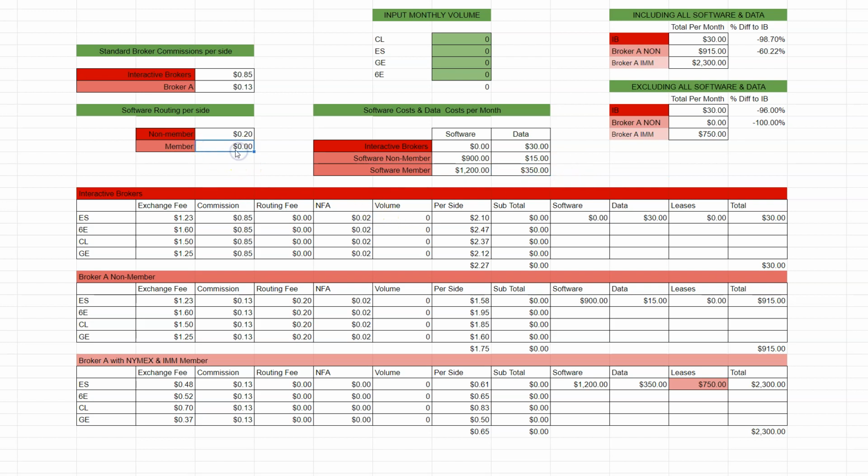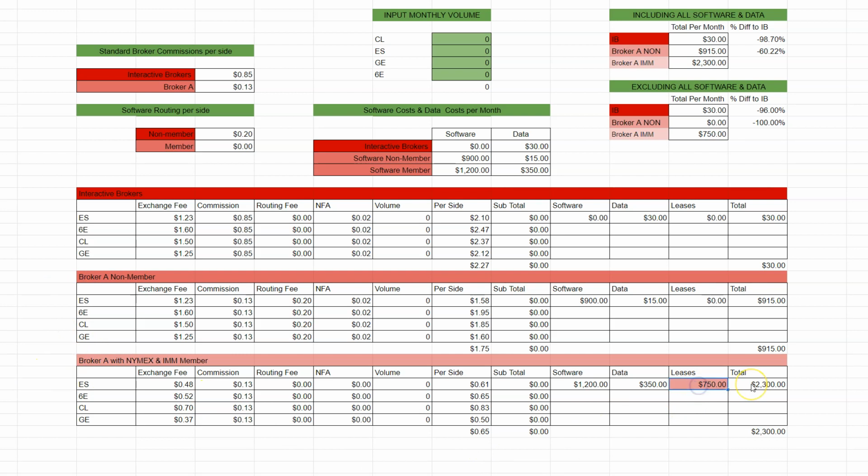But you'll notice they don't pay any per side fees. That's why with the software there's no routing fees for each trade done. It's just lumped in the fee at the beginning. Okay, so what that then gives us is a fee schedule, which we've done for Interactive Brokers, Broker A here, non-member, Broker A with a membership.